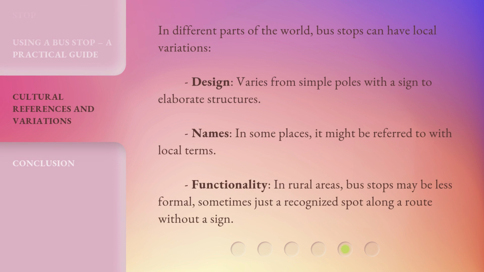In different parts of the world, bus stops can have local variations. Design varies from simple poles with a sign to elaborate structures. Names. In some places, it might be referred to with local terms. Functionality. In rural areas, bus stops may be less formal, sometimes just a recognized spot along a route without a sign.